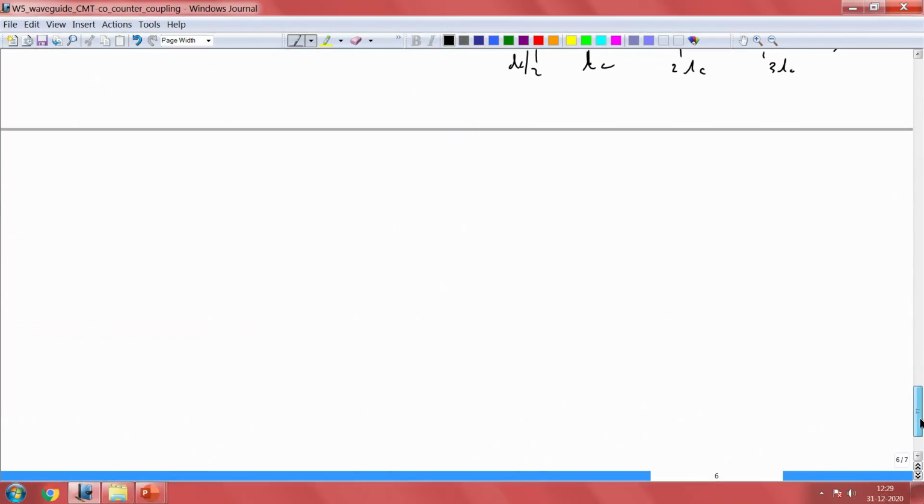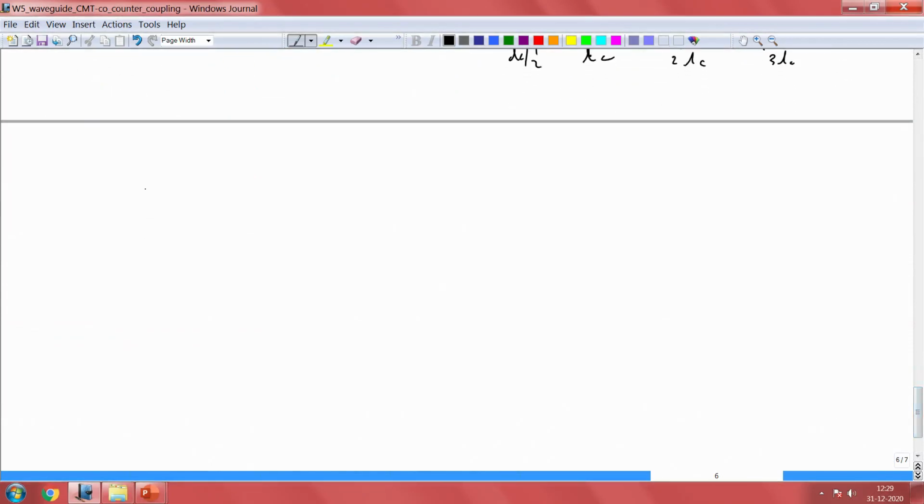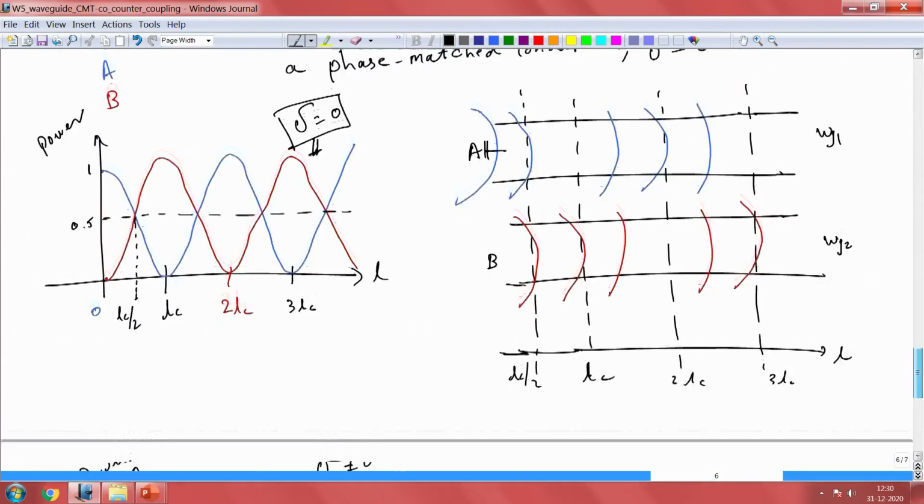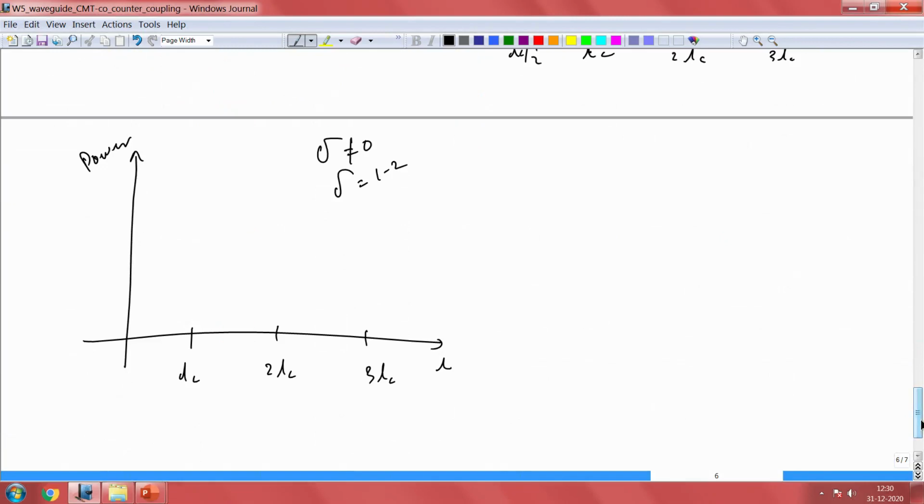In that case, you will have a scenario where your delta is not equal to 0. So, let us say delta is something like 1.2. And again this is power, and this is as a function of length. Let us take the same scenario here. We have LC, 2 LC, and let us say 3 LC. The same thing that we saw here as well. So, now how is the power going to be distributed?